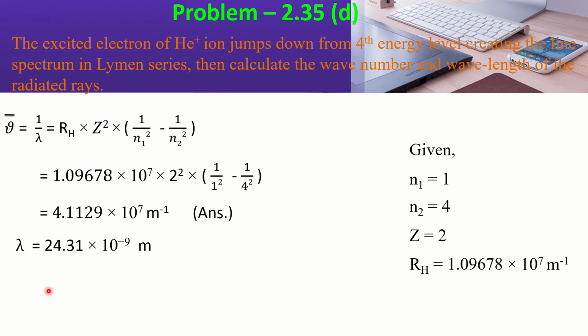You can keep this wavelength in meter and also you can convert it into nanometer. So after converting it into nanometer, we get wavelength equal 24.31 nanometer. This is our second answer.